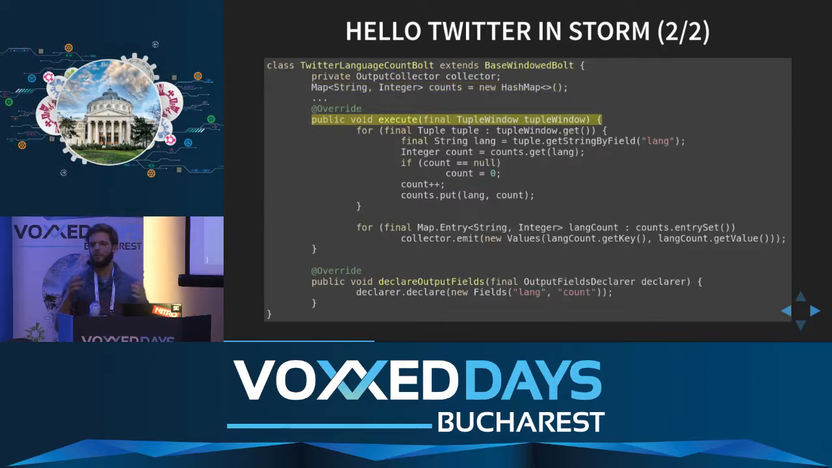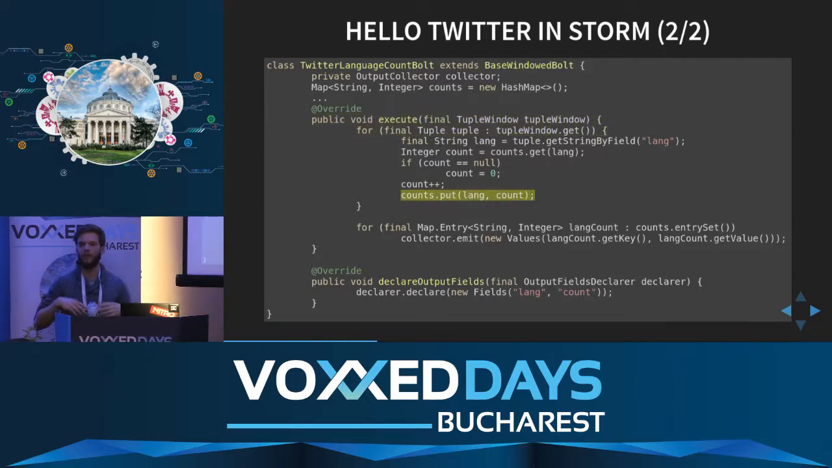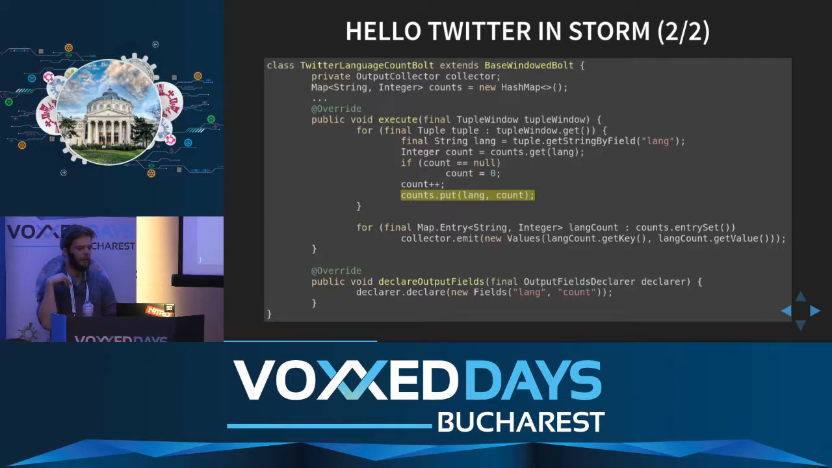This already gives me some sort of tuple window, which is a list of tuples containing these tweets. And then I also extract the language, but instead of emitting these tuples of language, comma 1, I just update this hash map. Okay, so every tweet comes in and I update the count in the hash map. And what I do then, I emit all of these values in the hash map. So all these tuples, Romanian, comma 18, English, comma 15, and so on. Okay, and what you also have to do is declare what the output fields are so that the next operator knows what you're doing.